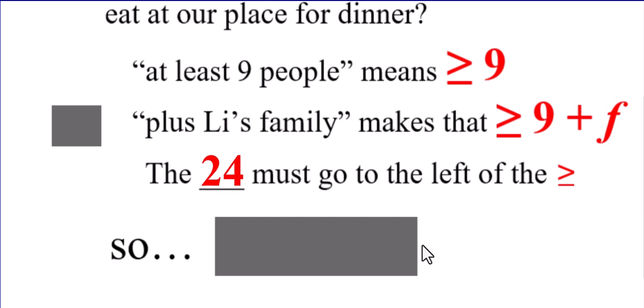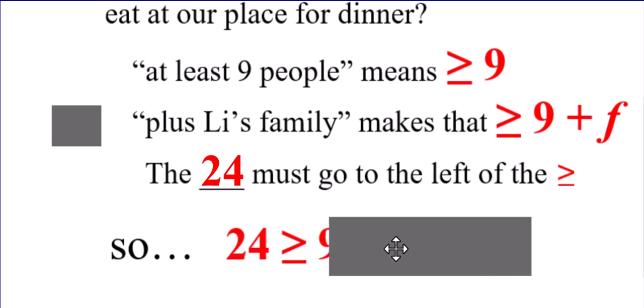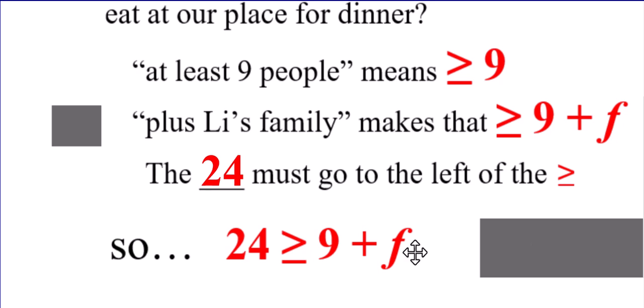So, pencils ready, write it all down. We got 24, then greater than or equal to 9 plus the amount of people in Lee's family that are coming to our house for dinner. So that's the inequality. And this is how you're going to do these problems. Piece by piece, put it all together. You should have an algebraic inequality.